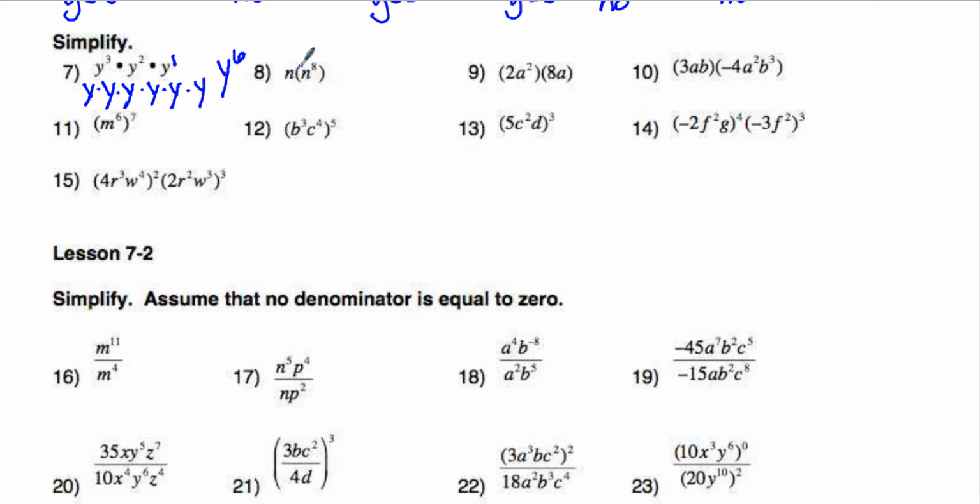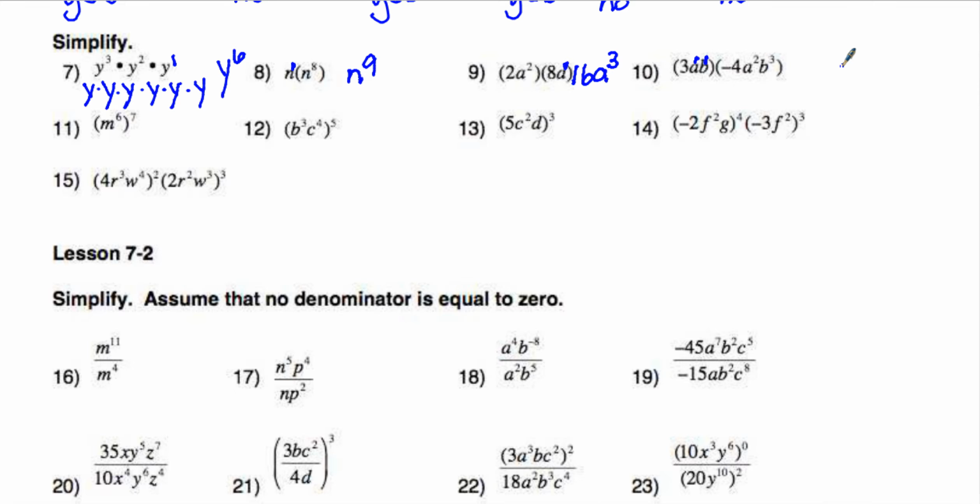Okay, this is n to the 1st times n to the 8th. Don't forget, we always want to put our missing exponents. 1 plus 8 is 9. This one, number 9, again, I want to put my missing exponent, so that's a to the 1, so that's 3 a's being multiplied. And we haven't changed the rules for our coefficients. 2 times 8, those are not exponents, so it's still 2 times 8, so that is 16, so we get 16a cubed.